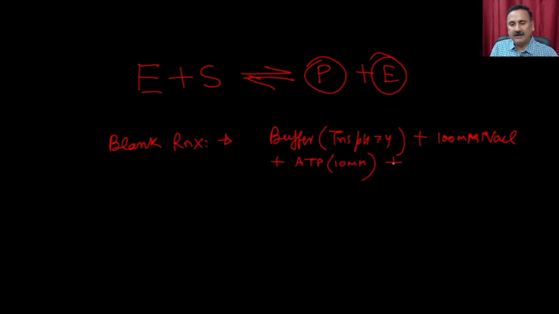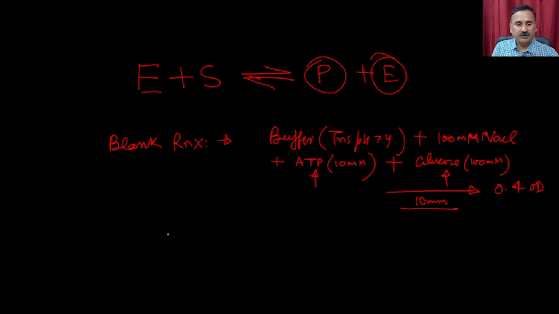And then I'm going to add another substrate, for example, glucose, 100 millimolar. So I'm going to add the glucose, and the ATP and everything. Remember that I have not added the enzyme, so this is going to be a blank reaction. Imagine that I got an OD after 10 minutes. If I did the incubations, after 10 minutes I am going to get an OD of 0.4. So this is the 0.4 absorbance, the OD value.